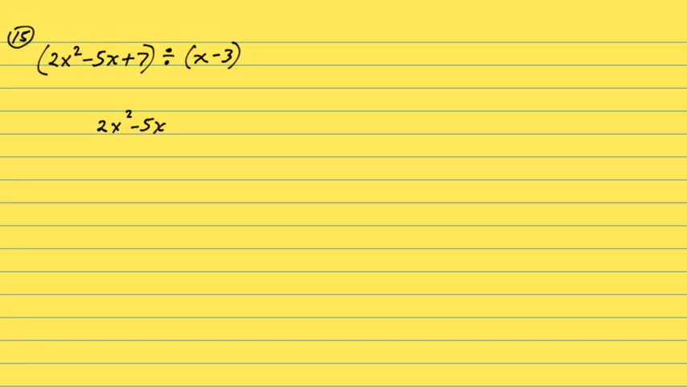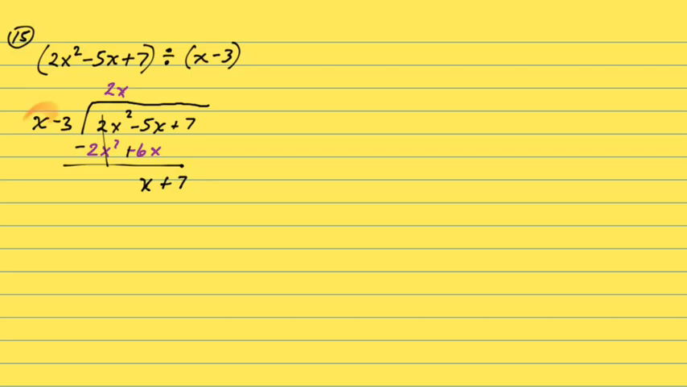2x squared minus 5x plus 7 is divided by x minus 3. X times what is 2x squared? Well, that would be 2x. 2x times x is 2x squared, but what's 2x times negative 3? Negative 6x. In division, you change your signs and add. So those go away. That becomes a positive x plus 7.